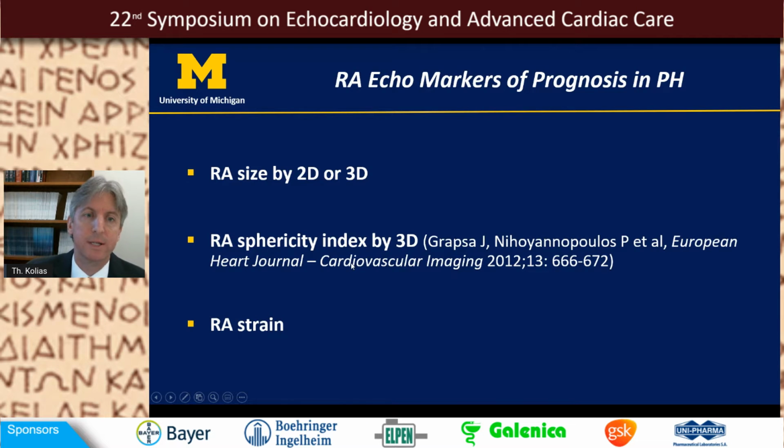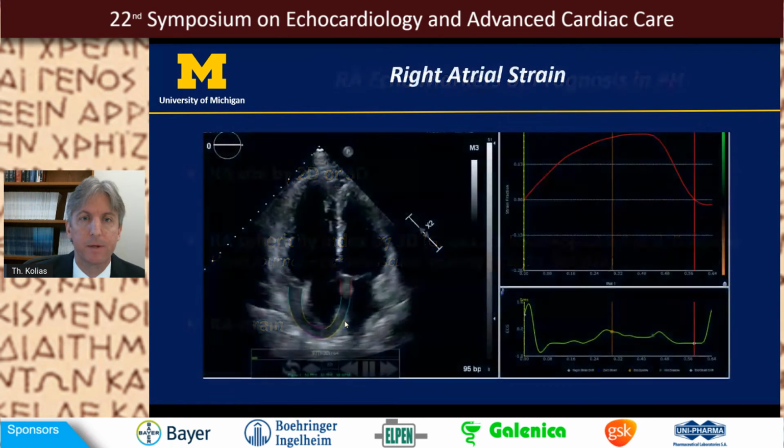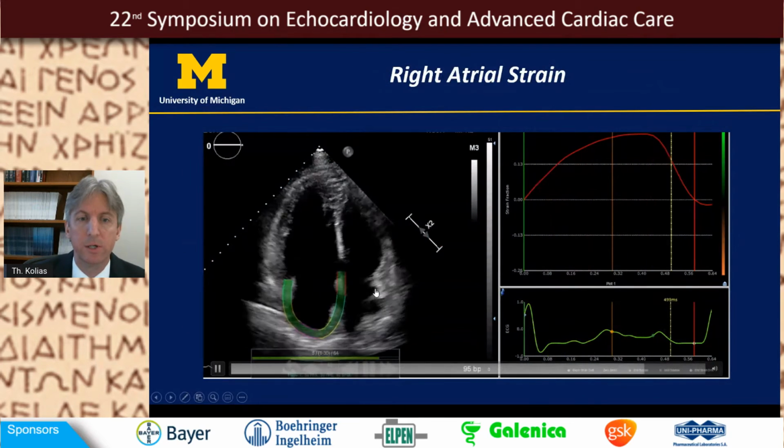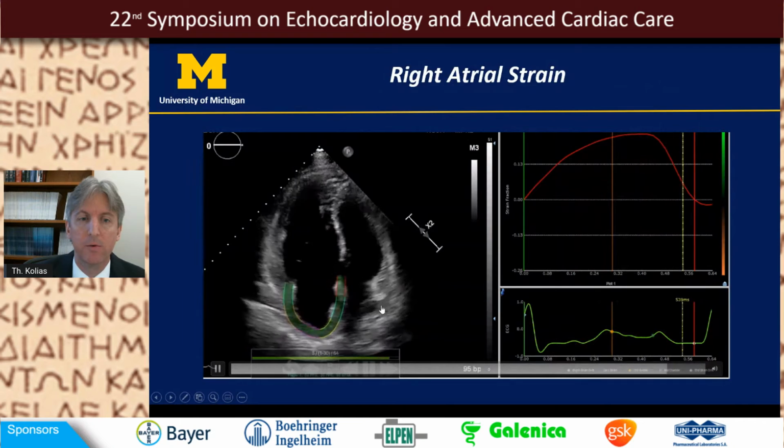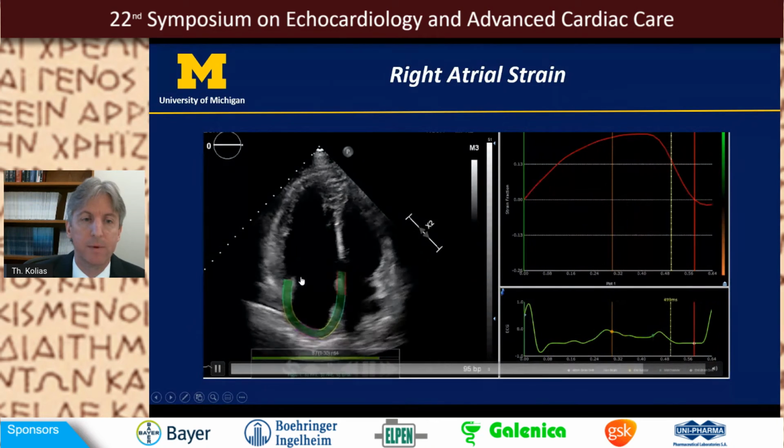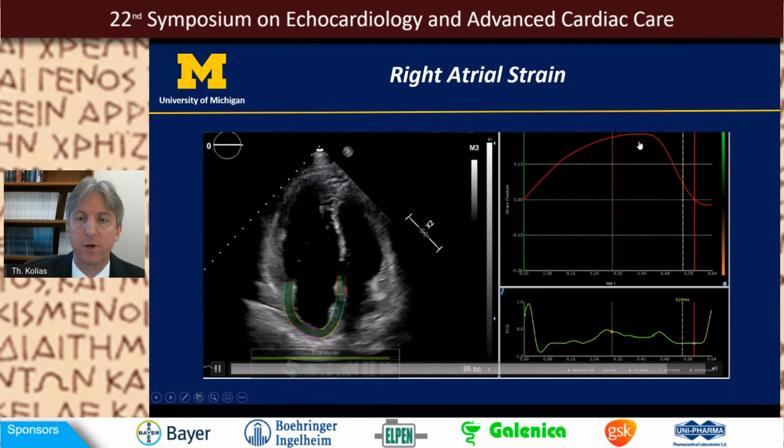So it's not just the size, but it's also the shape of the right atrium that can be associated with outcome. And I will also like to talk about right atrial strain. So just as we can do strain imaging of the left atrium, we can also perform it of the right atrium. Here's an example of performing speckle tracking of the right atrial wall, which allows us to generate a right atrial strain curve as shown here on the right.